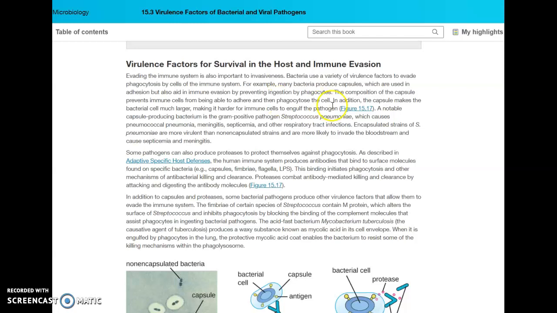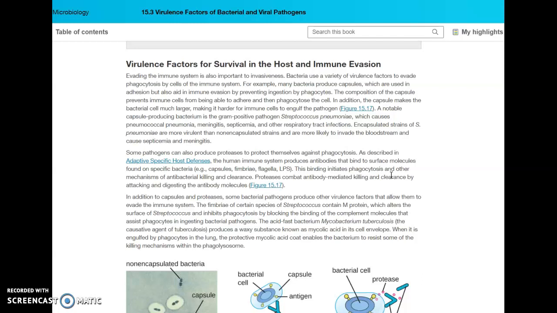Fimbriae of some Streptococcus bacteria contain a special protein called M protein, and it actually makes the bacterium look different or appear different to the immune system and prevents phagocytosis.